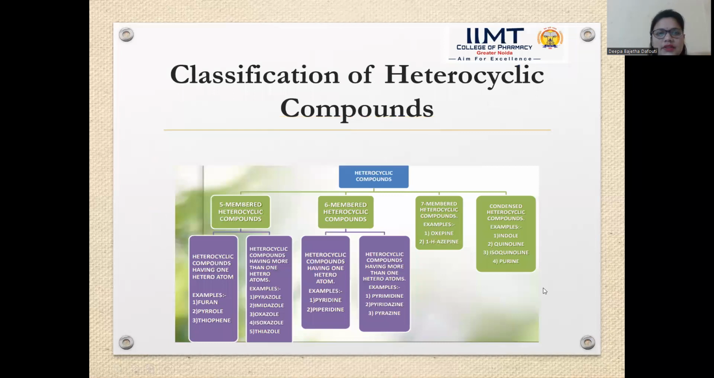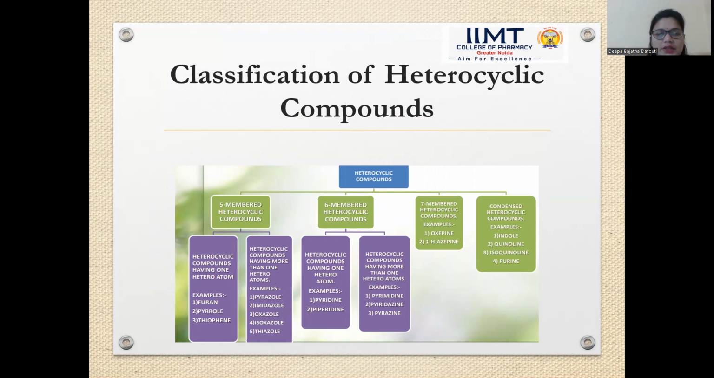So next is classification of heterocyclic compounds. How can we classify these heterocyclic compounds? Heterocyclic compounds are classified into different categories. First one is 5-membered heterocyclic compounds. Second one is 6-membered heterocyclic compounds. Third one is 7-membered heterocyclic compounds. And fourth one is condensed heterocyclic compounds.